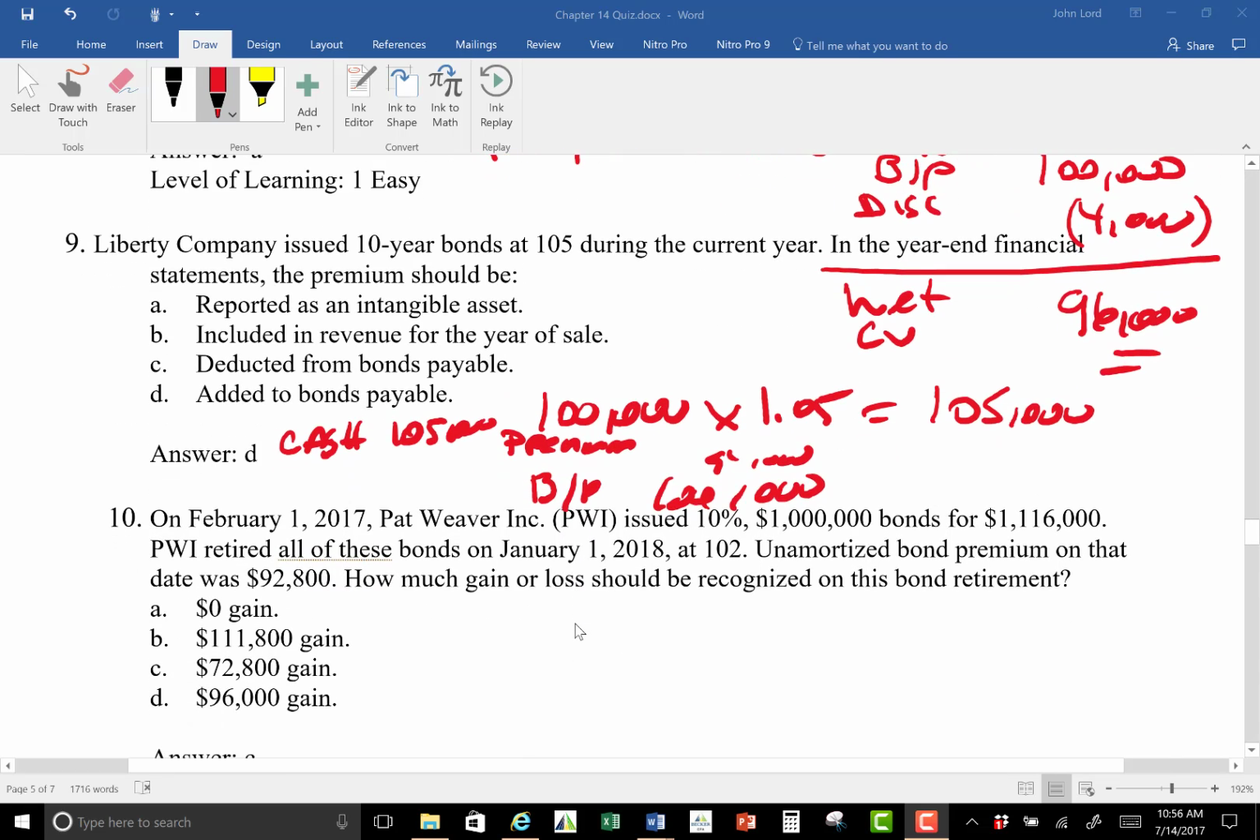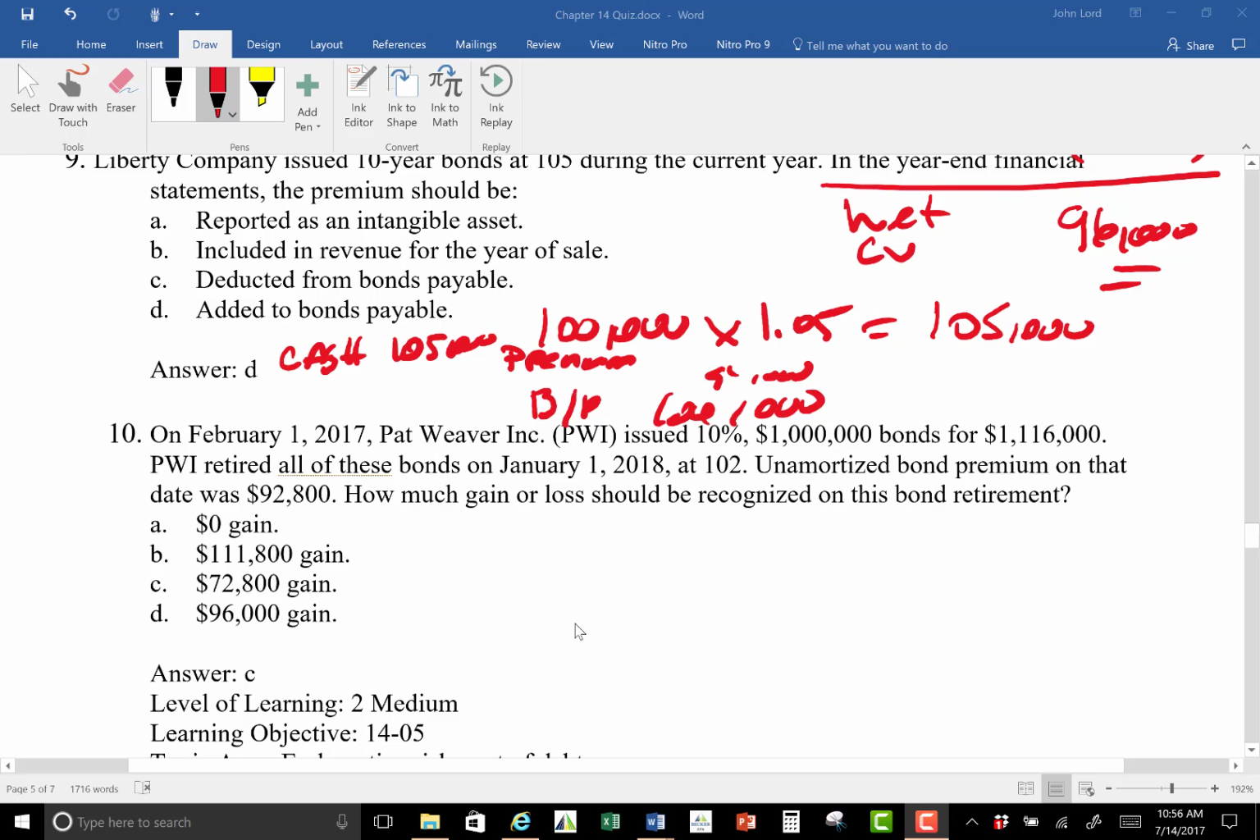Okay, good. So let's take a look here at number 10 now. What do we got going on here? We've got Pat Weaver Inc. issued 10% $1 million bonds for $1,116,000. And they retired all of these bonds on January 1st, 2018 at 102. Unamortized premium on that day is $92,800. How much gain or loss?